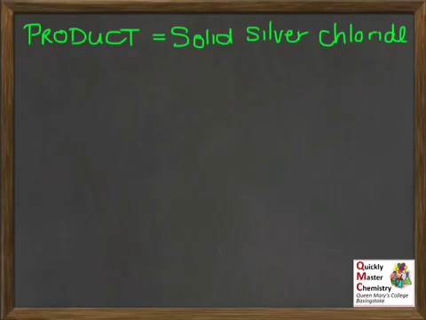When we react silver nitrate solution with lithium chloride solution, we'll get the white precipitate of solid silver chloride. And the formula of that, we should know by now, is AgCl. Now, this is not something we're going to think about as separate ions in solution, because it's not in solution, right? It's a precipitate. That's the whole point. So this is AgCl solid.